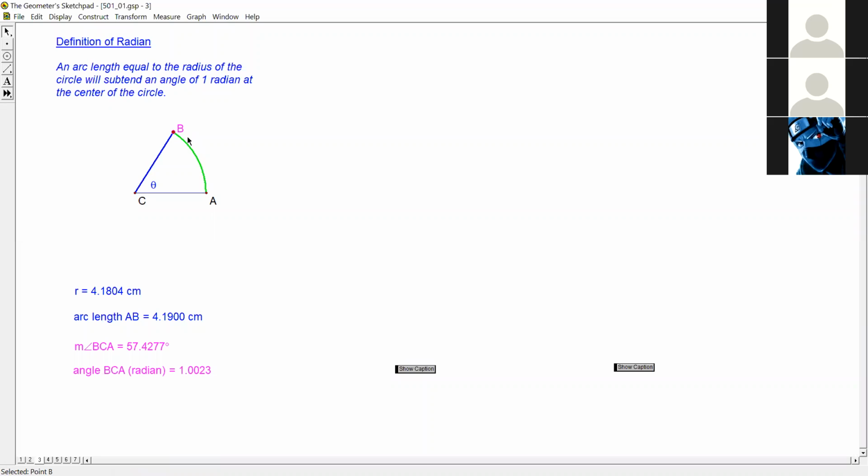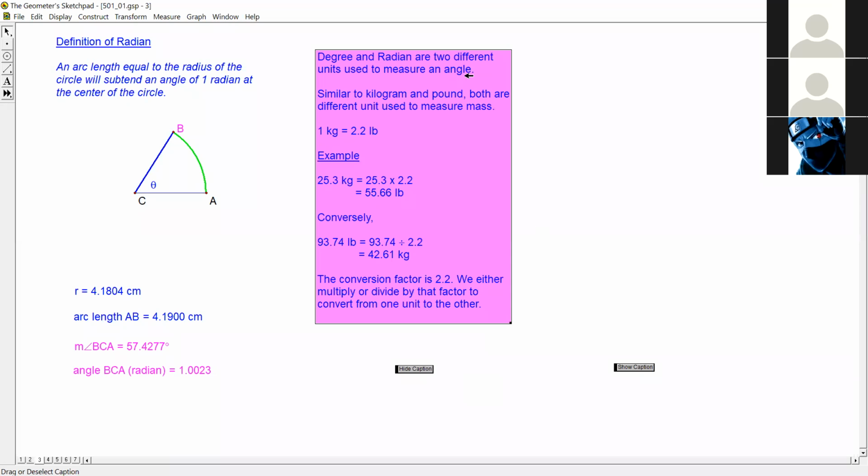So it means that if this green line is the same length as this blue line, then it will be 1 radian. Nearly the same already. You see, not here 1.8, here 1.9, and it's about 1. And this angle is about 57 degrees. Okay, now? Right. I continue from here.